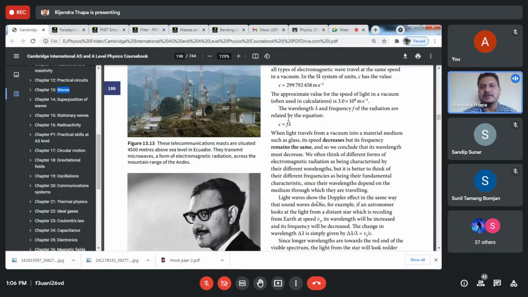First of all, let's try to understand whether it actually happens with the help of the virtual simulation. Let us observe whether this is written correctly in the textbook, or incorrectly. Okay, let's find out. It says that when light travels from vacuum to any medium, like glass, the speed decreases. Now let's find out with the help of the simulation.